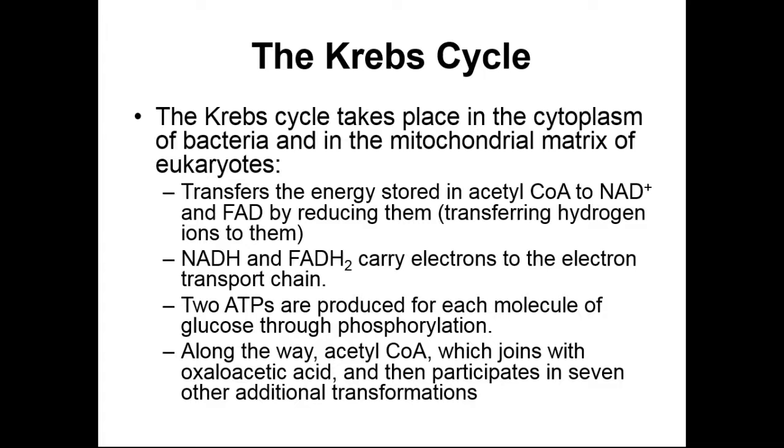Our Krebs cycle is going to take place in the cytoplasm of prokaryotic cells. And this is where it can be kind of tricky. There are going to be differences now between our eukaryotic cells and our prokaryotic cells. In prokaryotes, we do not have any membrane-bound organelles. So the Krebs cycle just takes place in the cytoplasm of the prokaryotic cell.